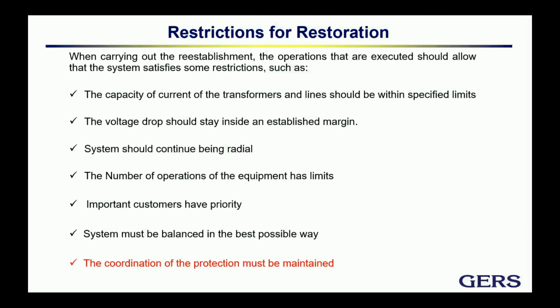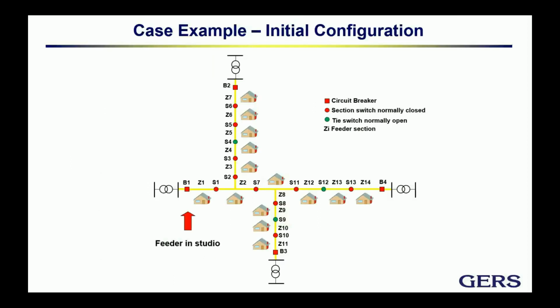The system, even though it is a distribution system, should be radial. And last but not least, the coordination of the relays should be maintained. I put that in red because that is basically what we are talking about. In this lecture, we are caring more about the relays. Let me give you another graphical example, and then we will associate this with protection.